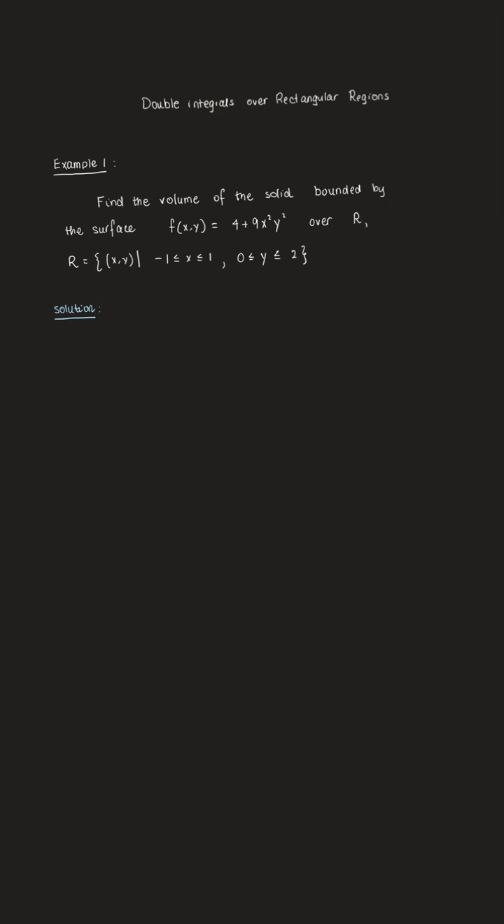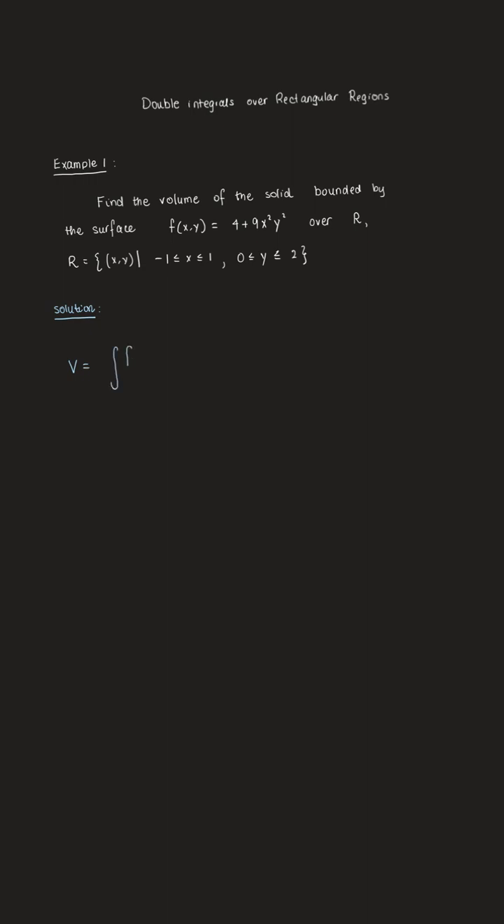This is going to be our first example for finding the volume of a solid bounded by a surface and a rectangular region. So let's suppose that we have the surface f of x y equals 4 plus 9x squared y squared over the region where x ranges from -1 to 1 and y ranges from 0 to 2. So we can set up a double integral to calculate the volume of our surface.